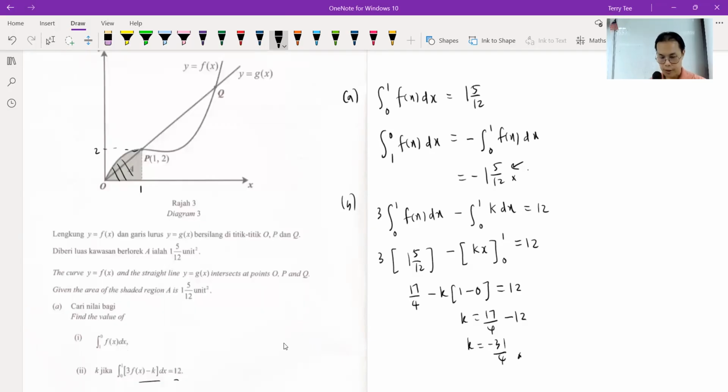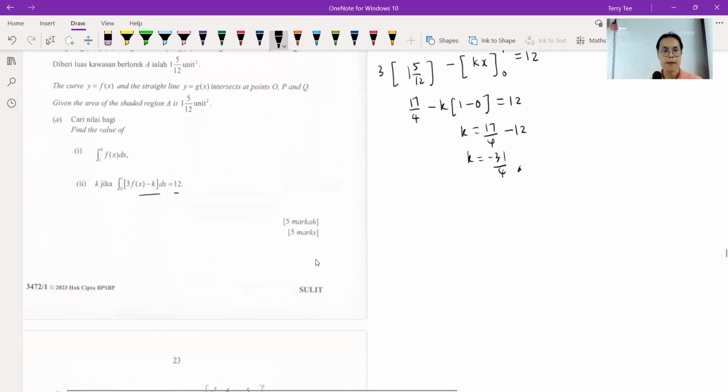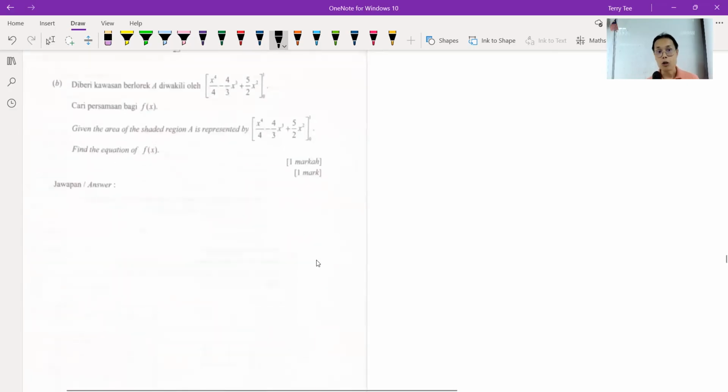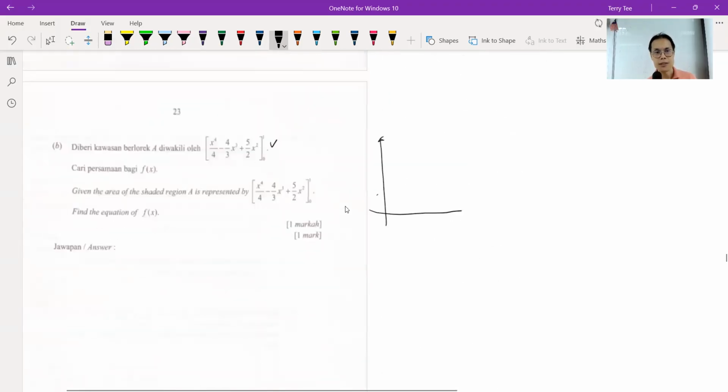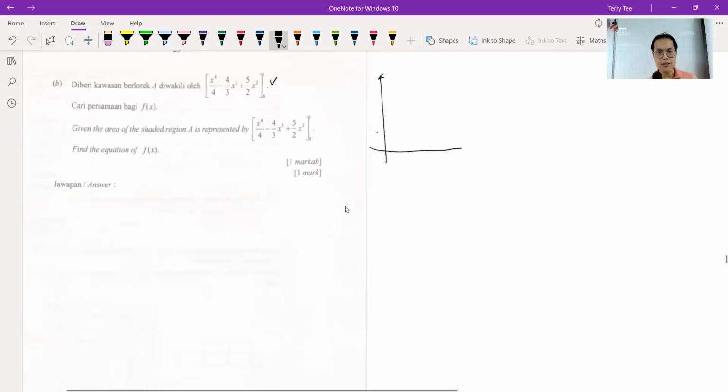All right. So this is part, okay, sorry, this is A Roman 1 actually. This is A Roman 2. Okay, let's look at part B. They say berikan kawasan berlorek diwakili oleh this. So cari persamaan bagi fx. Okay, so here's the thing you need to understand that when you integrate, okay, so well, let me go back and show you the shape. The shape looks like this.